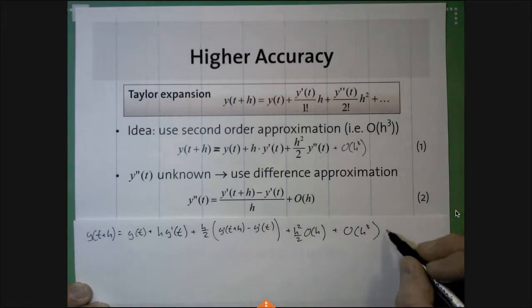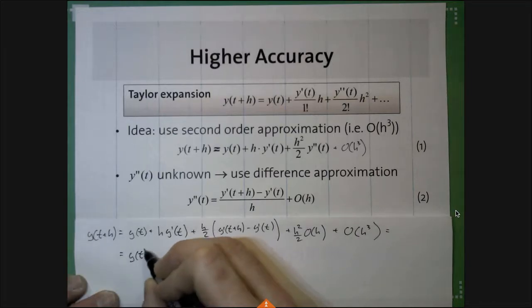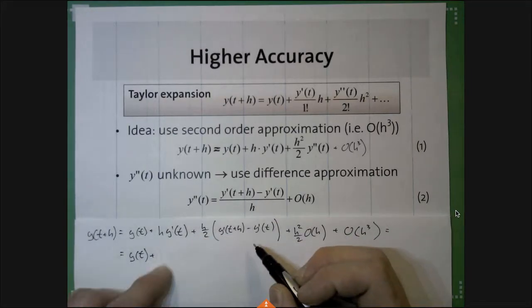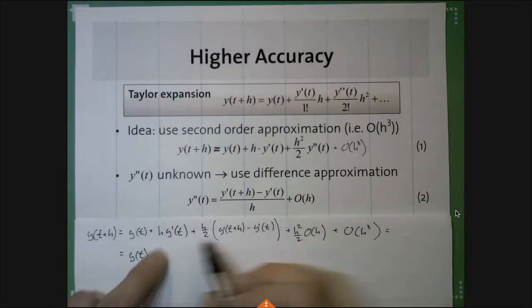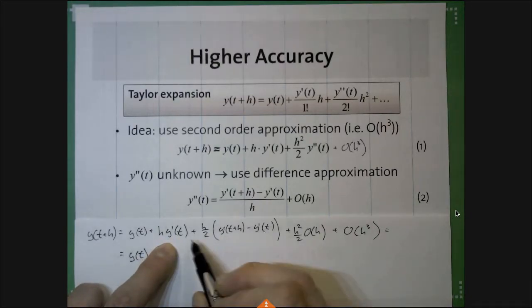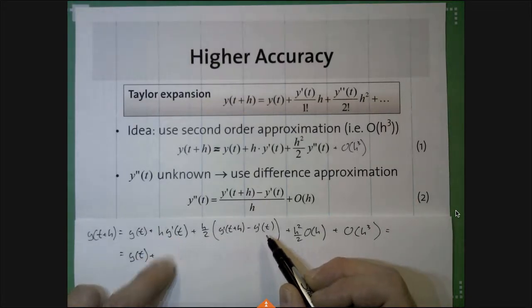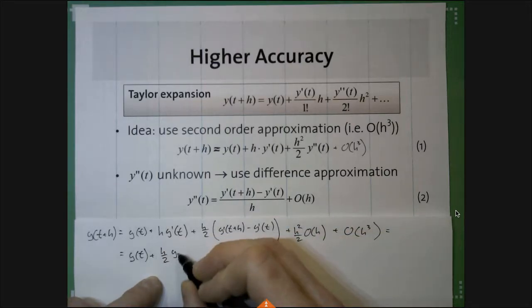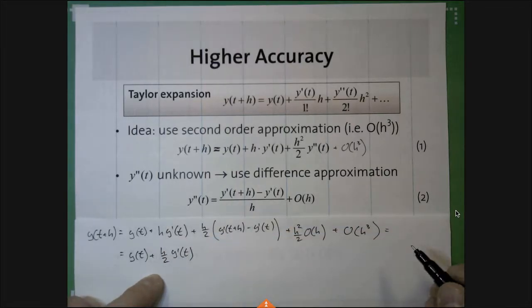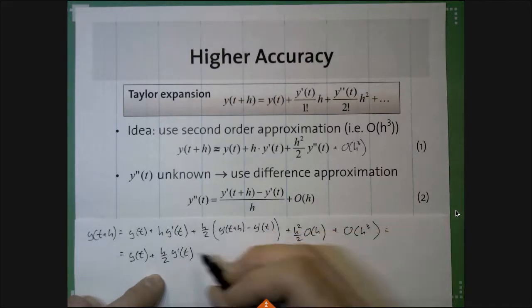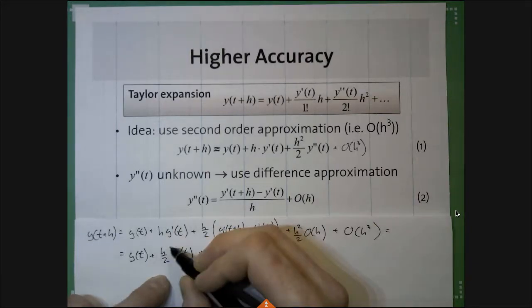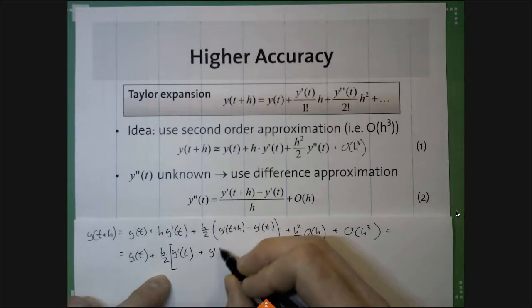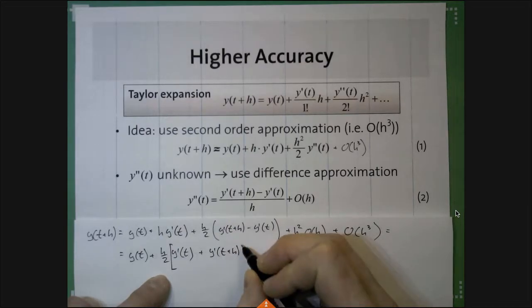Okay, let me finish this real quick. So I just need to rearrange it nicely. So the y(t) is here, right? And then what I have here, so here I have h y prime, and there's minus h half. So that gives me, if I'm computing right, h half y prime t, right? Plus, and this is also h half, this is y prime t plus h here.